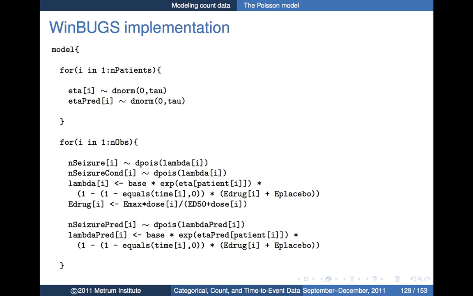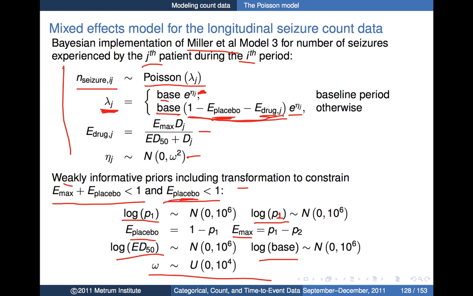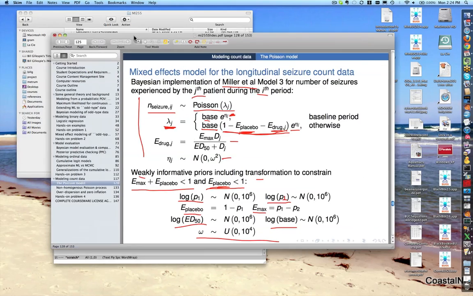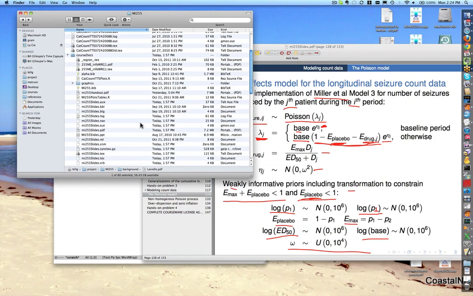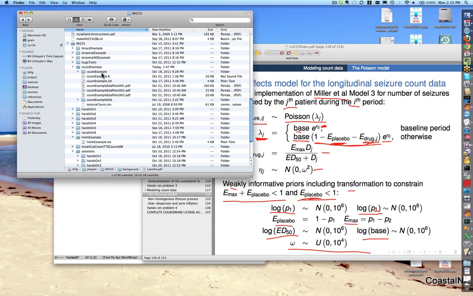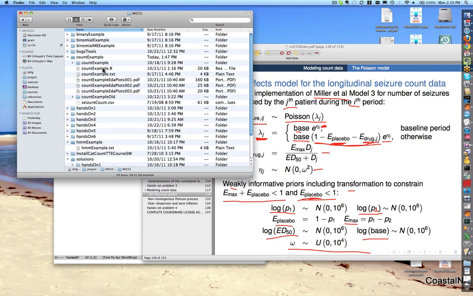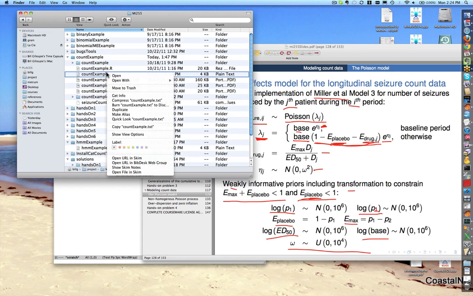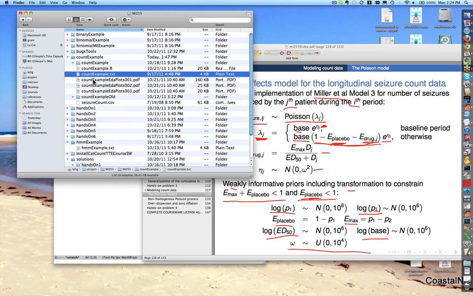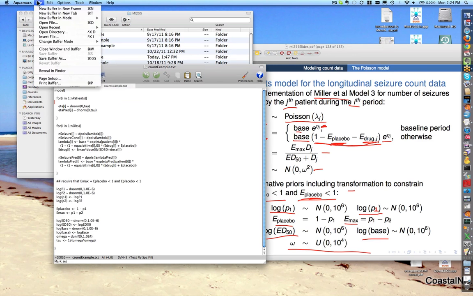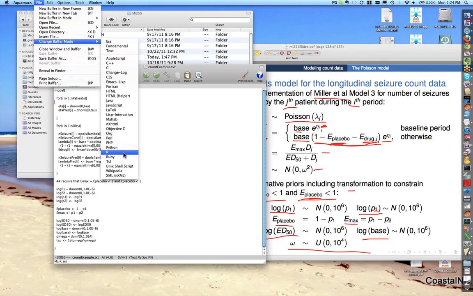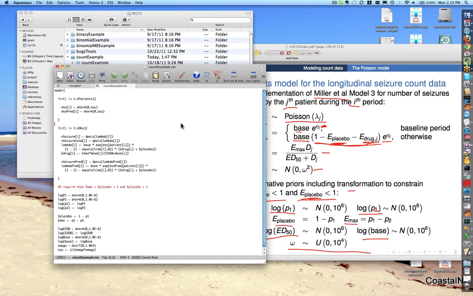Let's see, maybe it's even easier to look at it. Let me open it up in here. So let's open up 255. There we go. You should have this in your course materials too. I'm going to open this count example .txt, switch that over and make it a bit bigger.